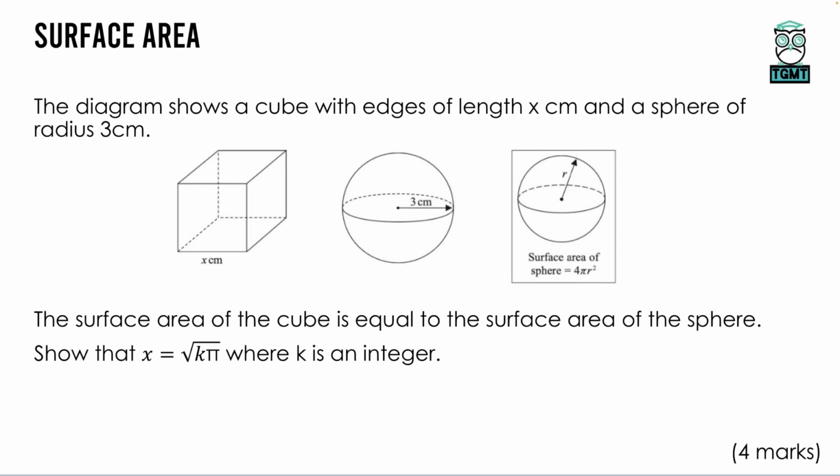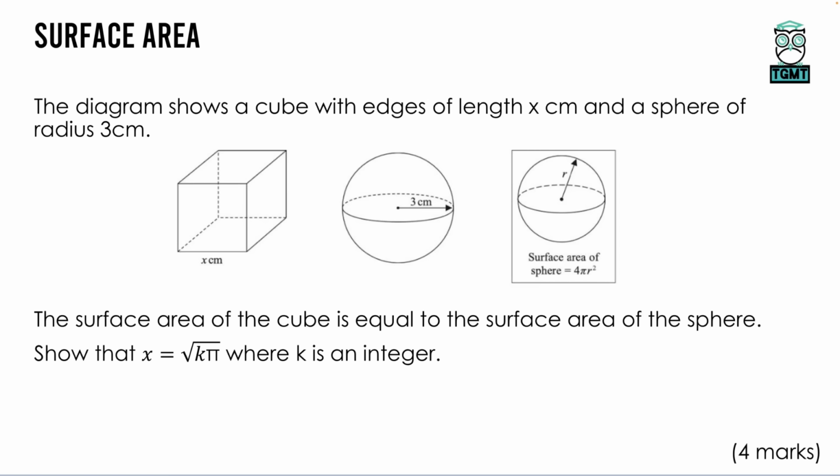Okay, so on to some surface area. It says here the diagram shows a cube with edges of length x and a sphere of radius 3 centimeters. And we're showing that in the diagram, and we're also given the surface area of a sphere. It says the surface area of the cube is equal to the surface area of the sphere. Show that x is equal to the square root of k pi, where k is an integer.